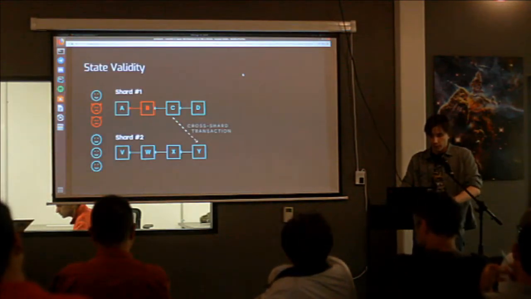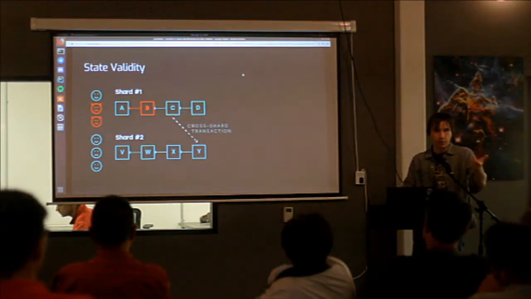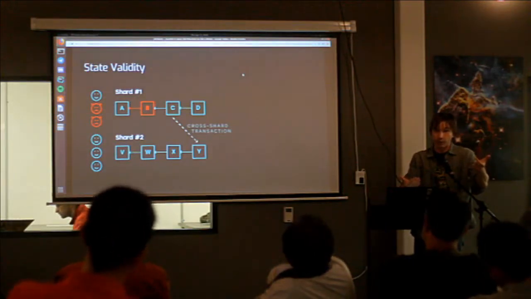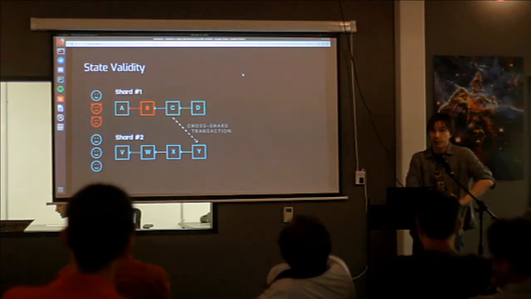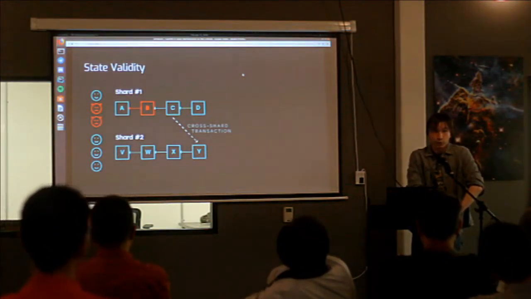And so let's say we have 1,000 shards. That means that every particular shard has only 1,000th of the total security, and that's how much we would have to pay to corrupt them if we can find them. What can we do? Well, one thing we can do is create a fork. We can create a double spend. And there's a very well-known solution to that.